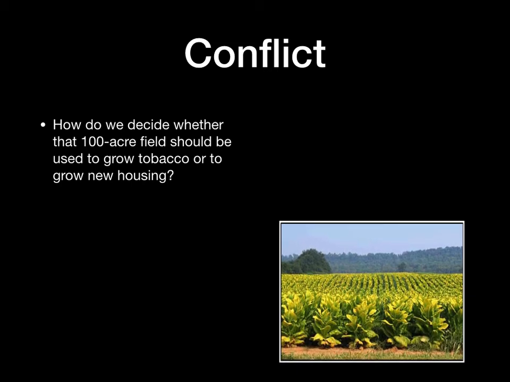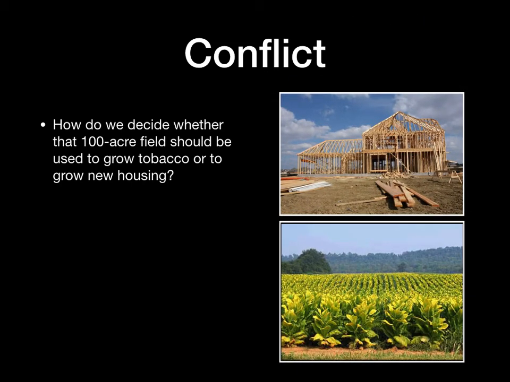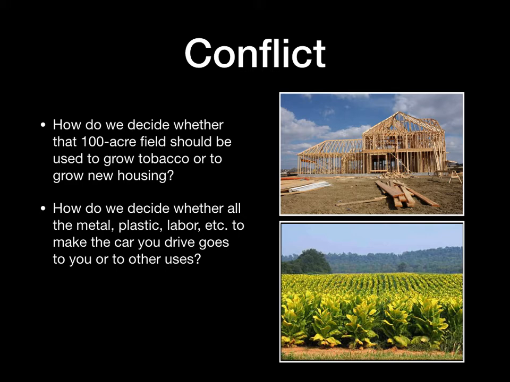So we start with conflict. We live in a world of scarce resources, and so how do we decide how those resources are used? Not far from campus is a tobacco field. Why is that land being used to grow tobacco and not used to grow housing? There's a conflict there. We have to determine how this land is used, how things like your car, all the metal, plastic, rubber, and labor used to produce your car could have been used for something else. Why was it used for that purpose?